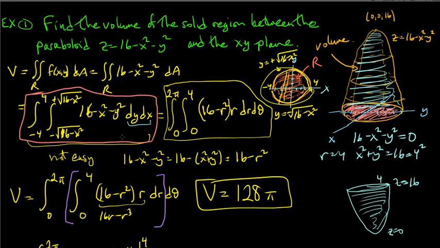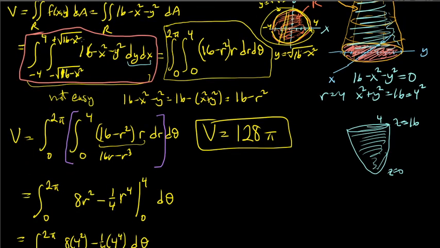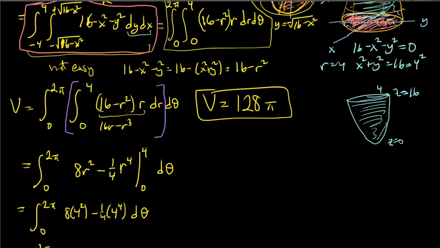At least I think it will be. Yeah, because you're going to get the square root of 16 minus x squared times 16 minus x squared. And that's not an easy one. It's not basic substitution. It's probably trig substitution.